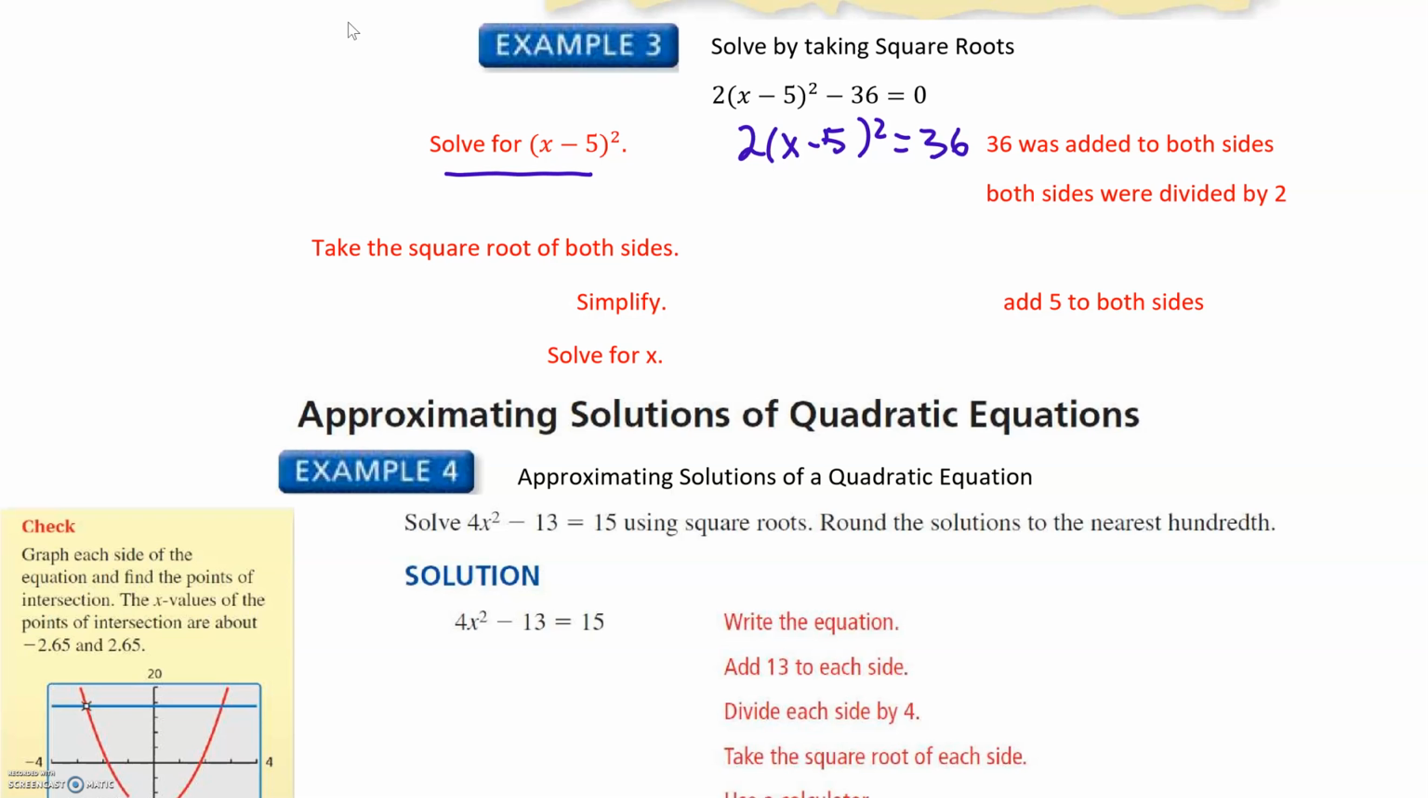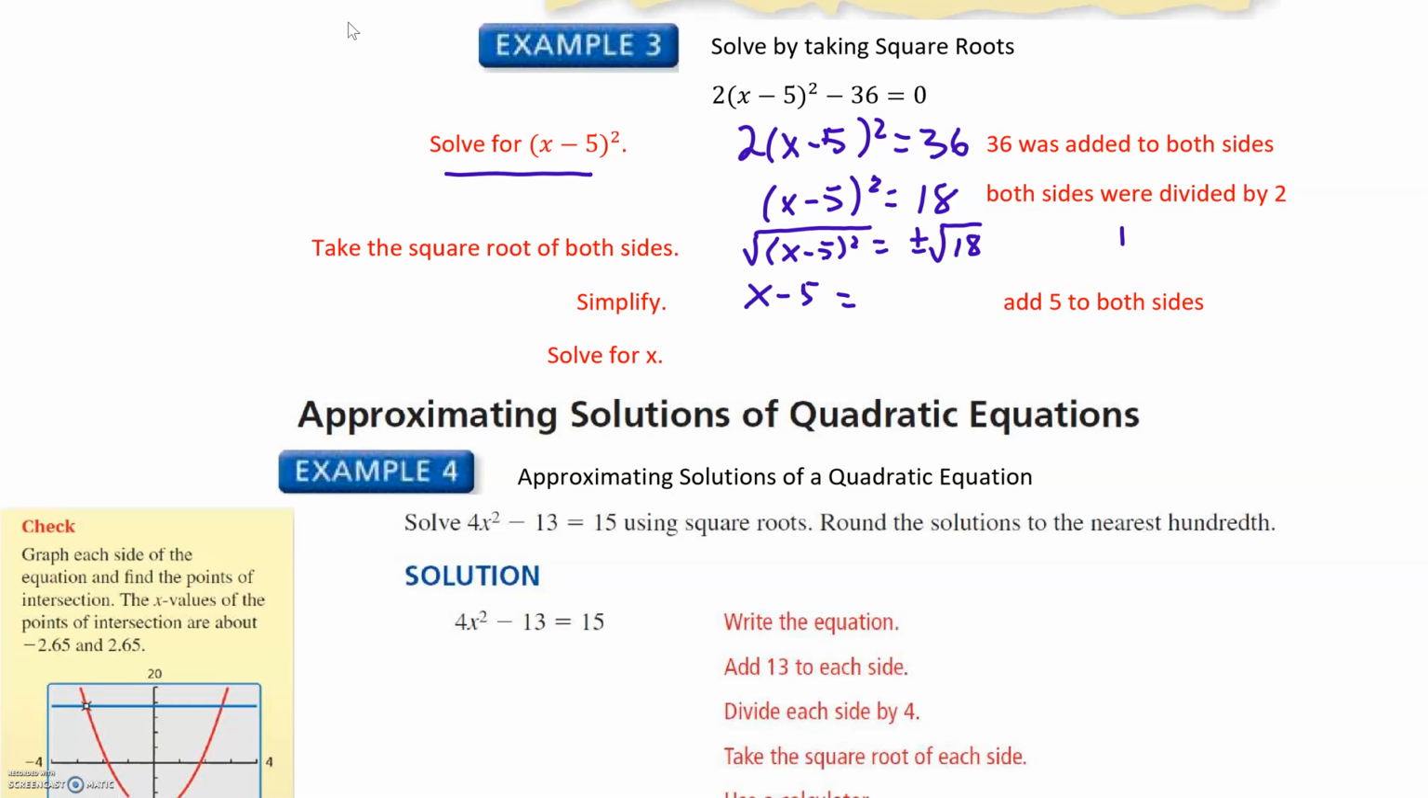to get this equation. I'm still not going to take the square root yet because the 2 is in the way. So I'm going to divide both sides by 2. 36 divided by 2 is 18. Now we will take the square root of both sides. Remembering to put on a plus or minus in front of that square root. And then we'll simplify the square root of 18. And also let the square root undo the square.